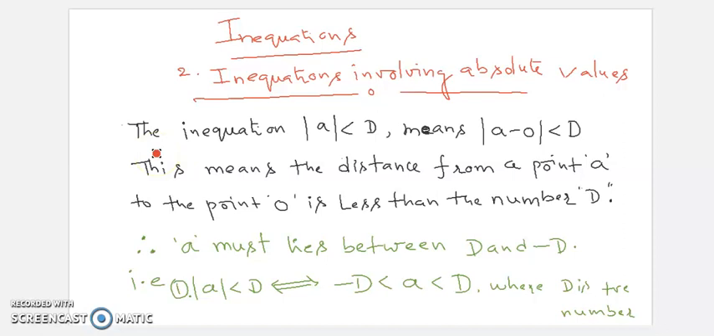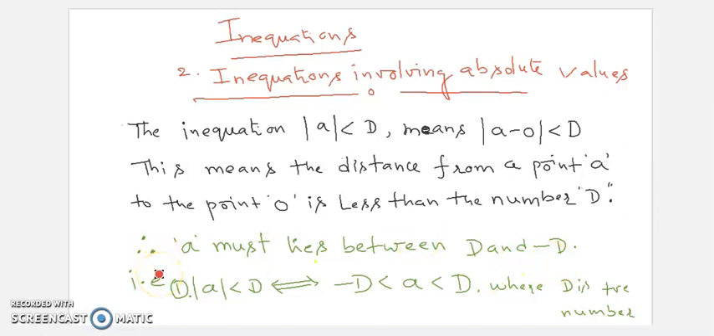In this module, small a and capital D are any numbers. Let me start. The inequation modulus of a less than capital D means modulus of a minus 0 less than D. This means the distance from the point A to the point 0 is less than the number capital D. Therefore, A must lie between minus D and D.